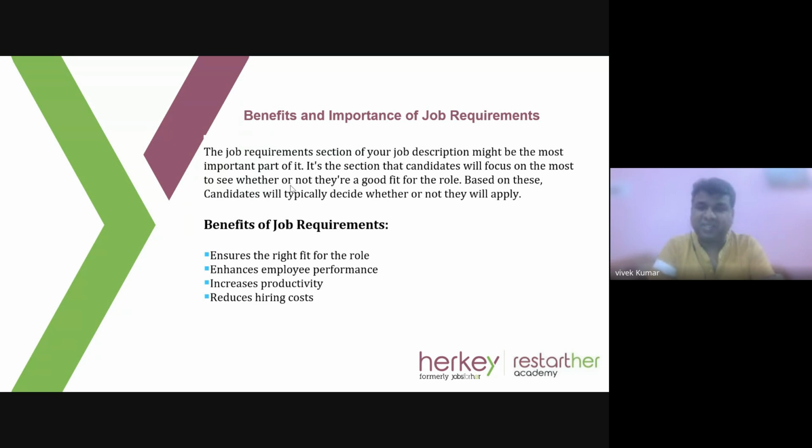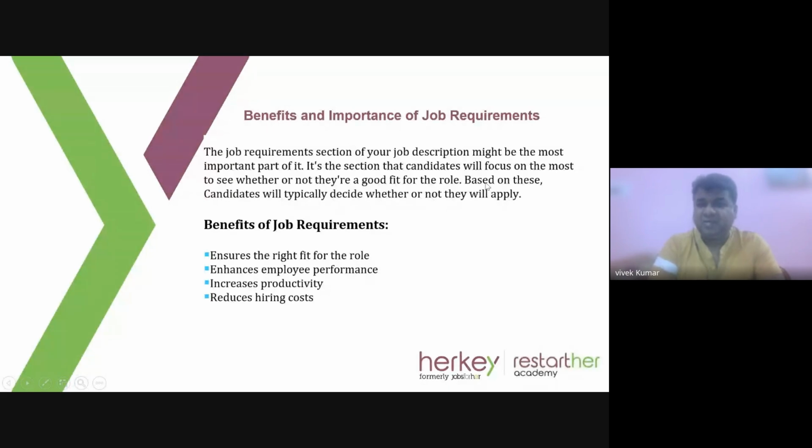So this is why it's very important that every detail that goes into the job requirements should be weighed properly by the recruitment team. You should focus only on the things that are the most important and try to avoid unnecessary stuff over here.